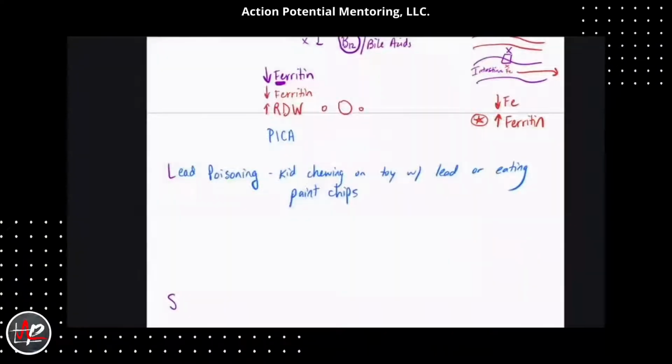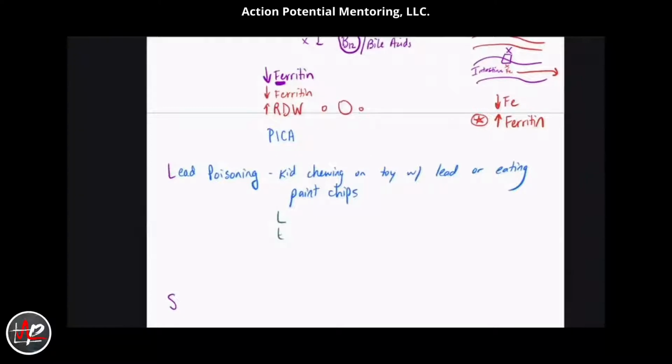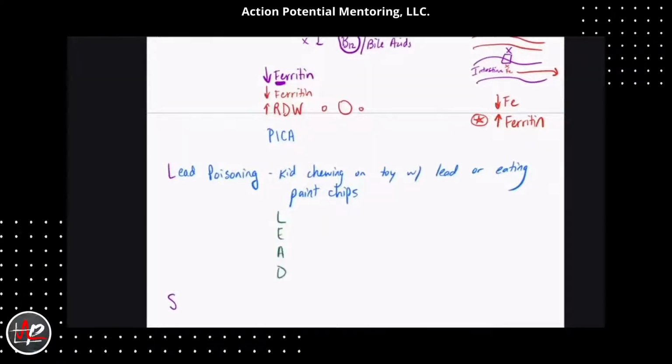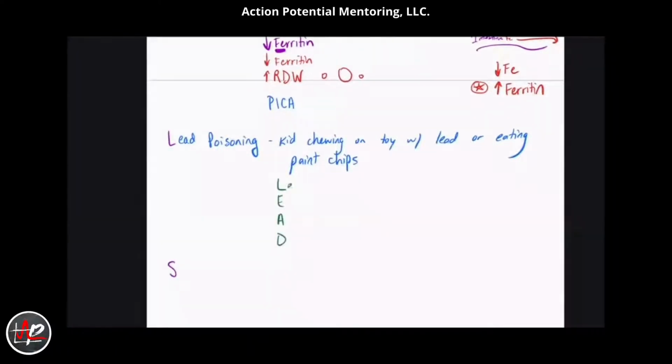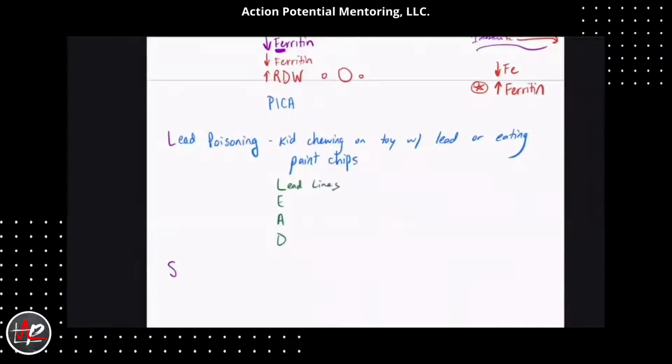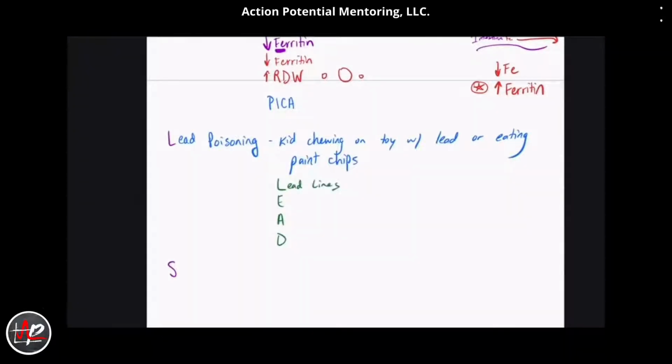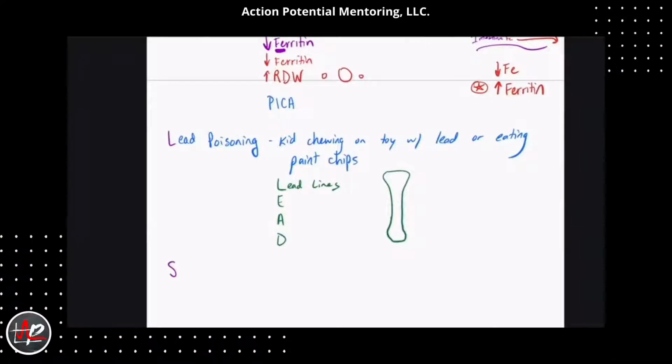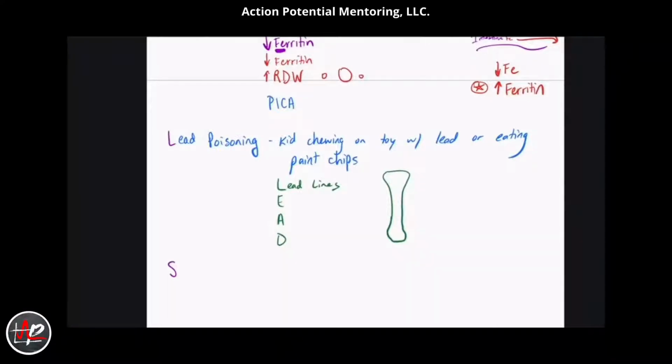The mnemonic for lead poisoning is actually LEAD, so that makes it easy. All right, so the L stands for lead lines. And all this is if you check the part of the bone called the metaphysis. So I'm going to just draw out a bone here. All right, so you have the metaphysis, and you're going to get lines on the metaphysis.